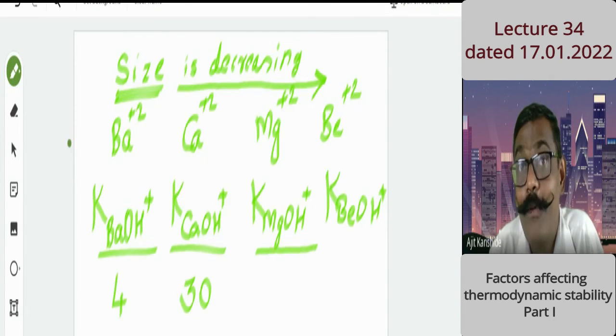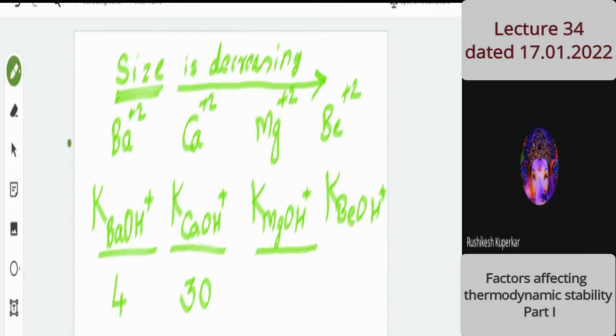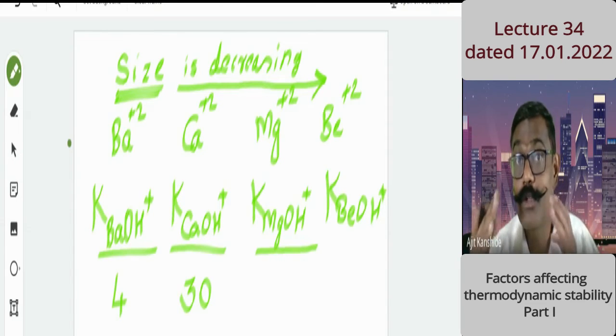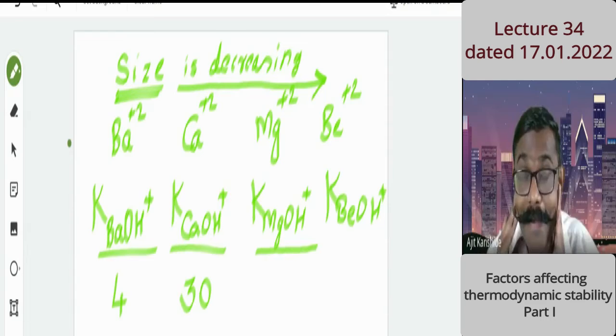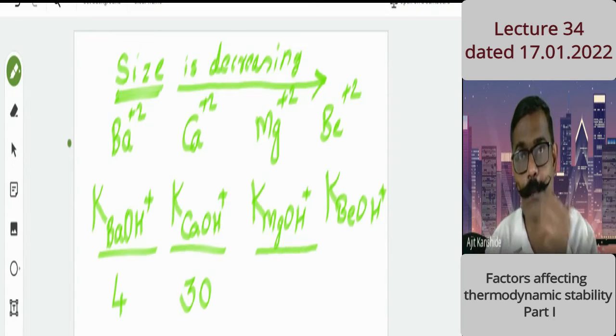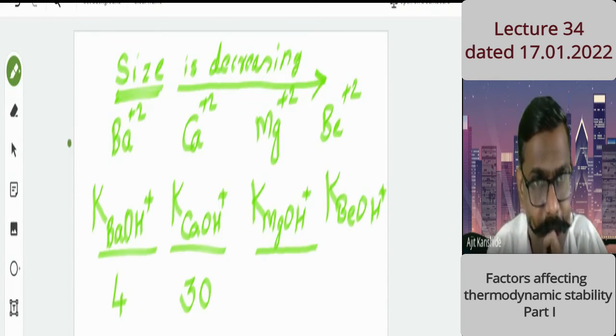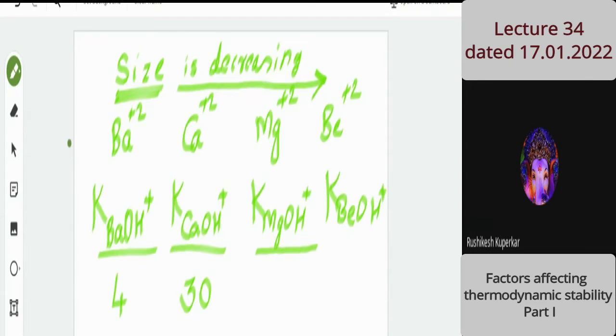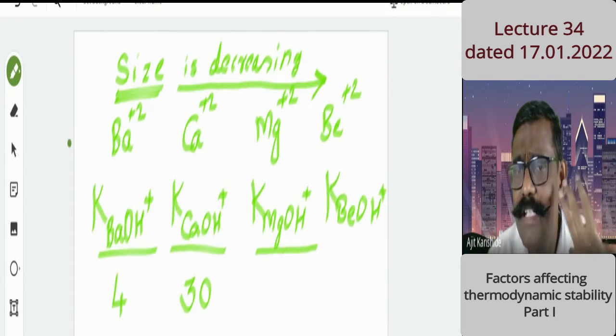MgOH plus complex. What was the stability constant? 2. 2 was for what? See, first complex, 10 raised to 2 is the correct answer. 2 was for LiOH. Students, are you understanding what I'm saying? Yes, sir. As MgOH, it is 10 to the 2. 10 to the 2 means it is 100.